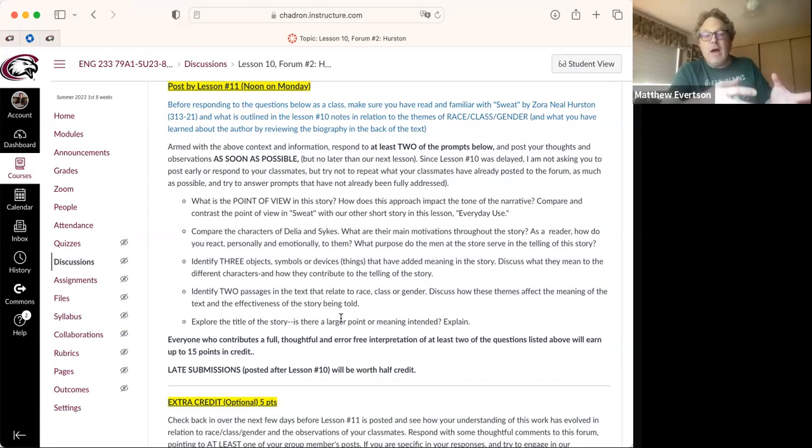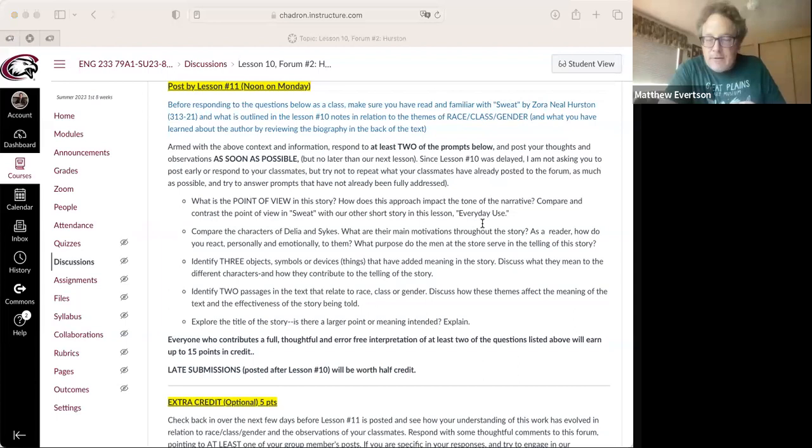Identify three objects, symbols, or devices that have added meaning in the story. Identify two passages in the text that relate to race, class, or gender. Discuss these themes and how they affect the meaning of this text, and explore the title of the story, okay? So you did a great job in your forums. When students have done these forums, they oftentimes have really good insights, but let's talk a little bit about the actual structure of the story itself.